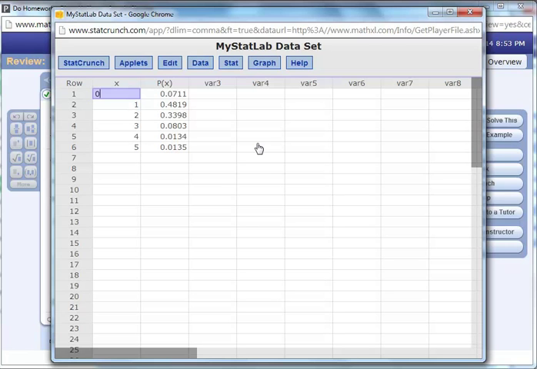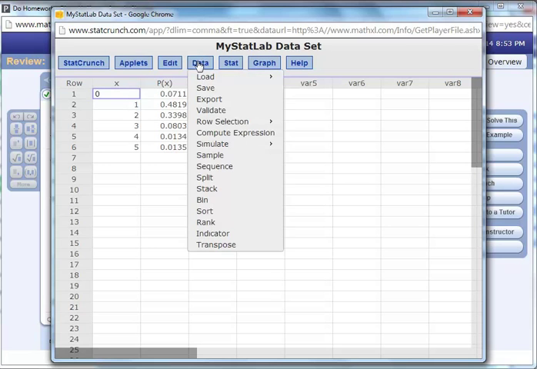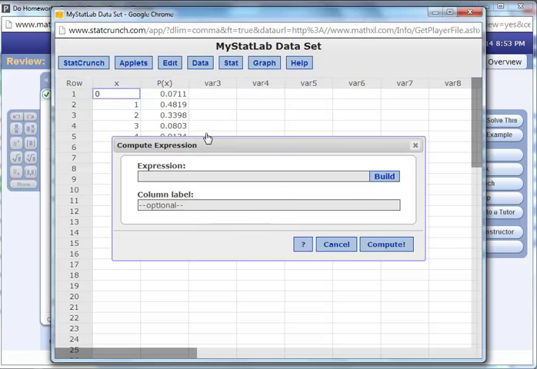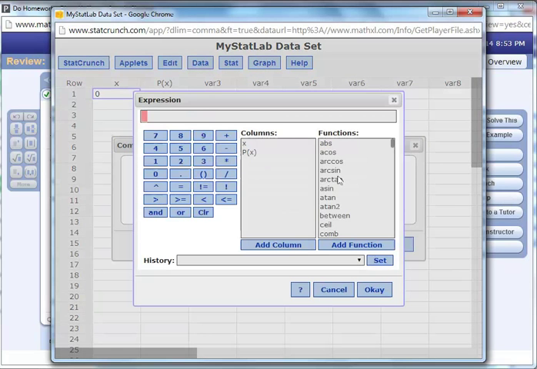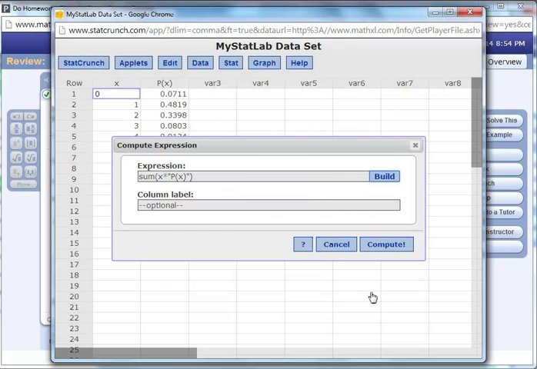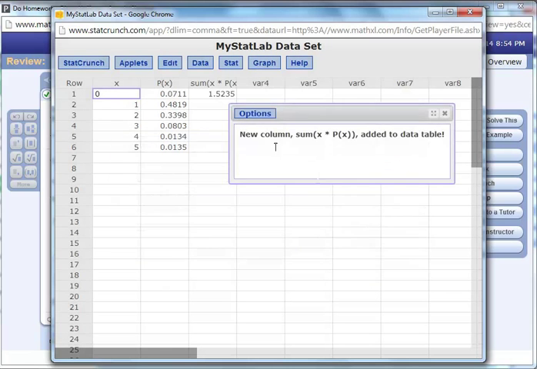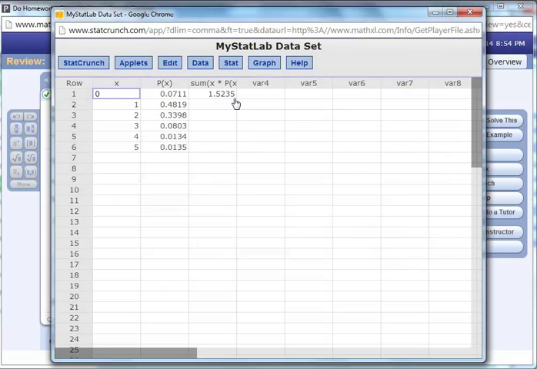Now, this problem can be done manually, or you can use a really nice tool in StatCrunch, which allows us to basically tell the software to do a formula for us. So we're going to click Compute Expression, and we're going to click Build. And for the first one, for example, for the mean, we just need to have the sum. So we're going to click Add the function of x times p of x. So we're going to click OK and click Compute, and in the problem appears the mean, 1.5235.